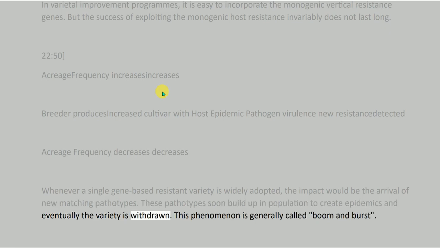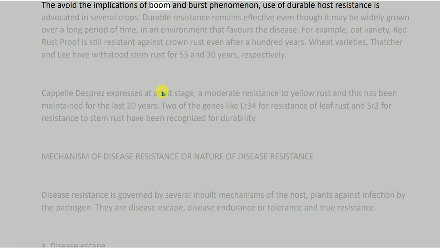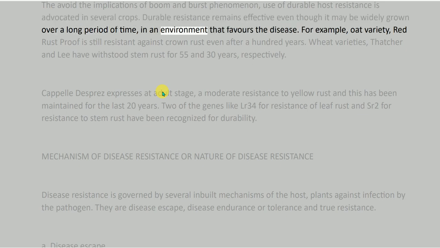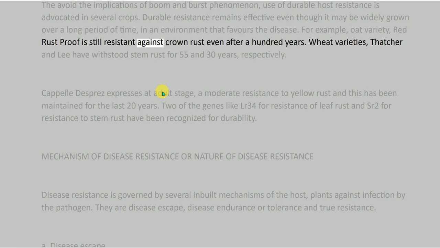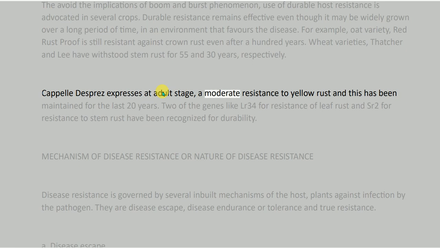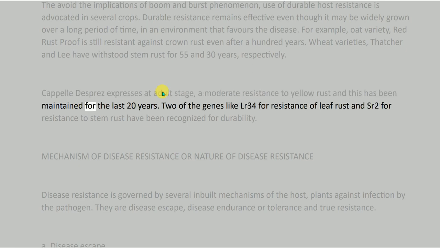To avoid the implications of the boom and burst phenomenon, use of durable host resistance is advocated in several crops. Durable resistance remains effective even though it may be widely grown over a long period of time, in an environment that favors the disease. For example, oat variety Red Rust Proof is still resistant against crown rust even after 100 years. Wheat varieties Thatcher and Lee have withstood stem rust for 55 and 30 years, respectively. Capelle Desprez expresses, at adult stage, a moderate resistance to yellow rust and this has been maintained for the last 20 years. Two genes, Lr34 for resistance to leaf rust and Sr2 for resistance to stem rust, have been recognized for durability.